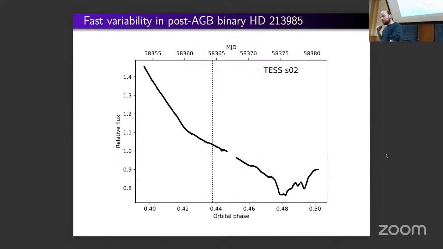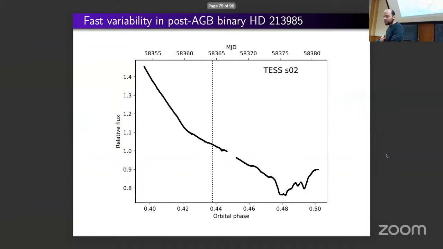And I went to see whether they also show fast variability, and it turns out they did. You can see the light curve is smooth. So this is a test light curve, it's smooth. And at some point, the brightness drops, and there is fast variability. And the fast variability disappears, and the brightness goes back up.